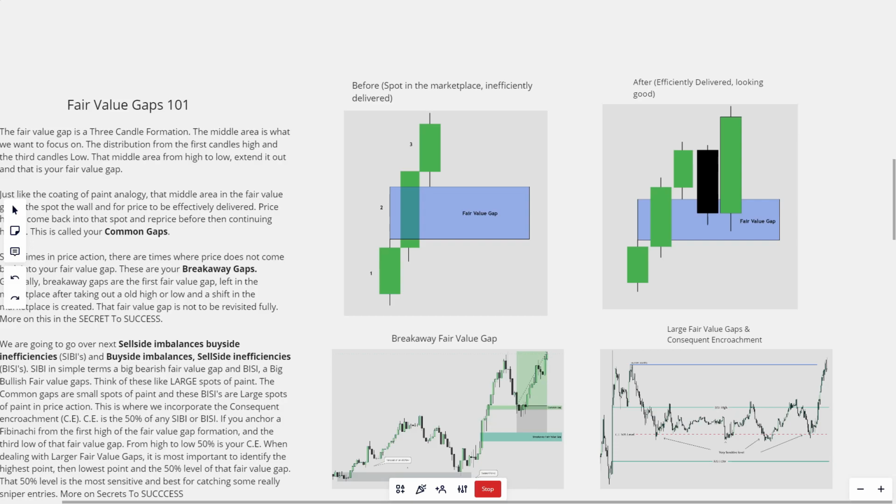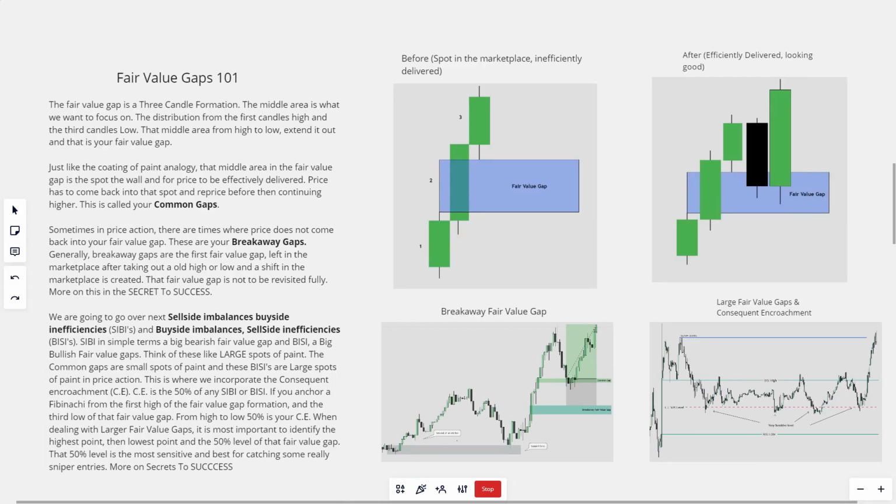There are multiple different types of fair value gaps, but these are the ones you're typically going to see, the common ones. Sometimes in price action, there are times where price does not come back into your fair value gap. These are your breakaway gaps. Generally, breakaway gaps are the first fair value gap left in the marketplace after taking out an old high or low and a shift in the marketplace is created. That fair value gap is not to be revisited fully. More on this in the Secrets to Success.